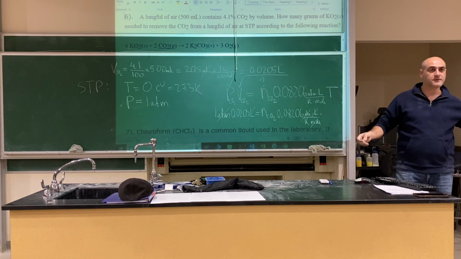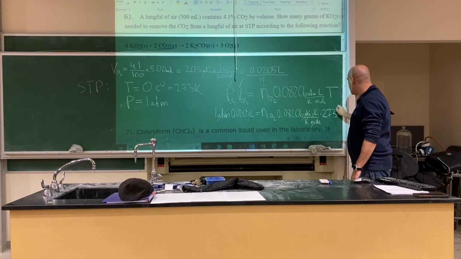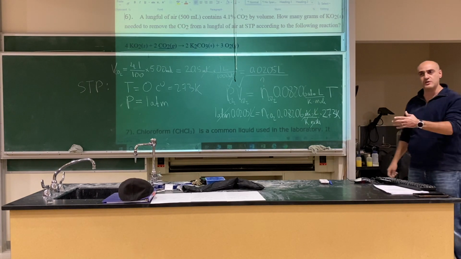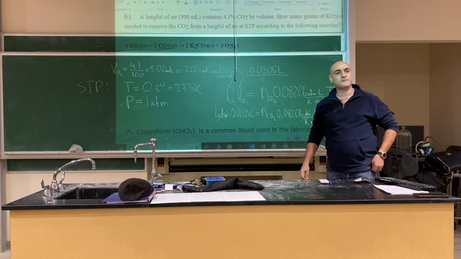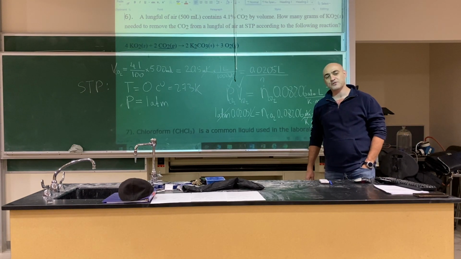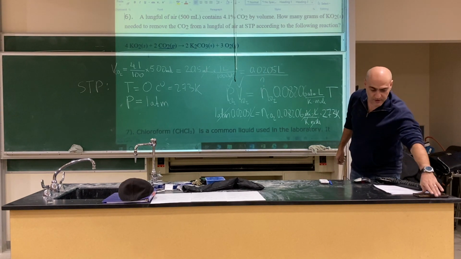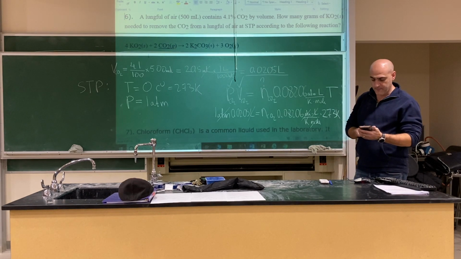What's the temperature? 273 Kelvin. Can I now solve for what the moles are from this equation? I need your help. I don't have much time, and you have a calculator. I have a calculator too, actually. I have my phone. 20.5 divided by 22.4. Yeah, I got 0.915. I'm just going to stop there.